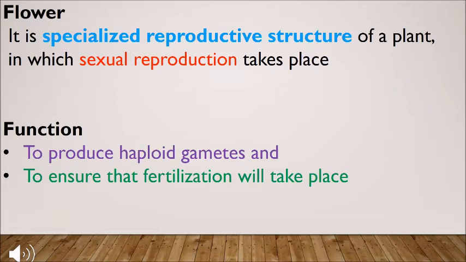Flower is sometimes also known as bloom or blossom. It is the reproductive structure and it is found in flowering plants. Now, what are the functions of flowers? The function is to provide haploid gametes and to ensure that fertilization will take place.